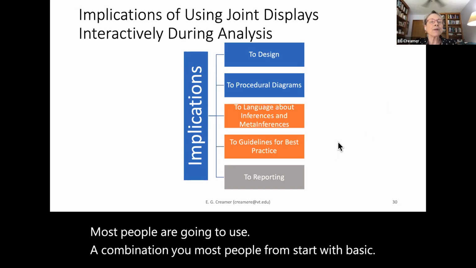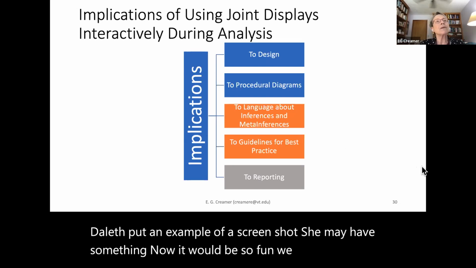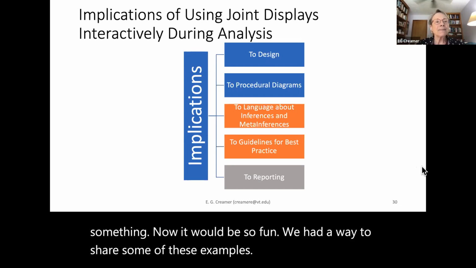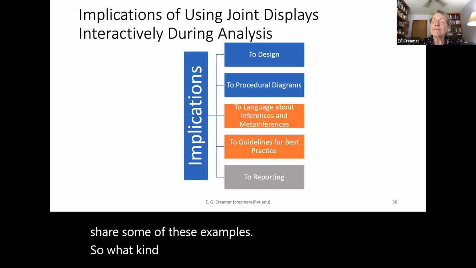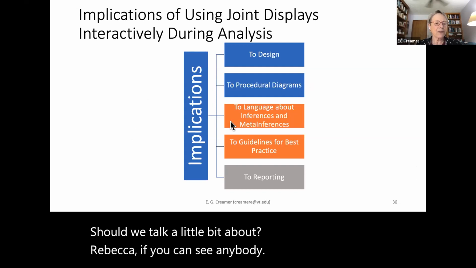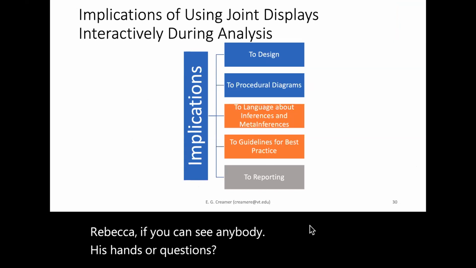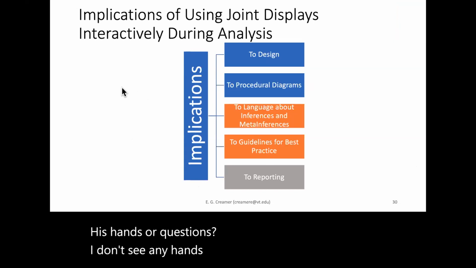Daleth put an example of a screenshot. She may have some example. It would be so fun if we had a way to share some of these examples. So what kind of things should we talk a little bit about? Rebecca, if you can see anybody has hands or questions. I don't see any hands up, so. Thanks.